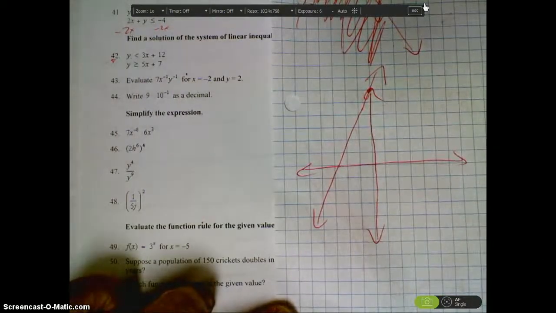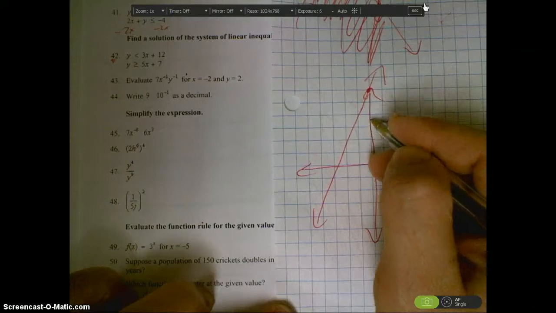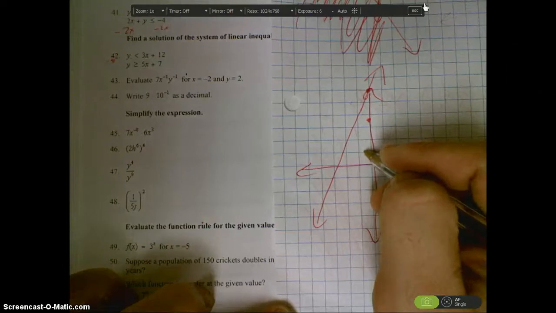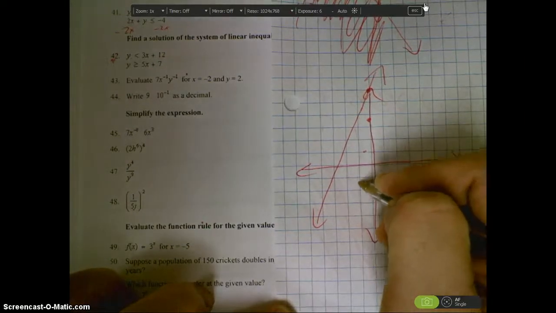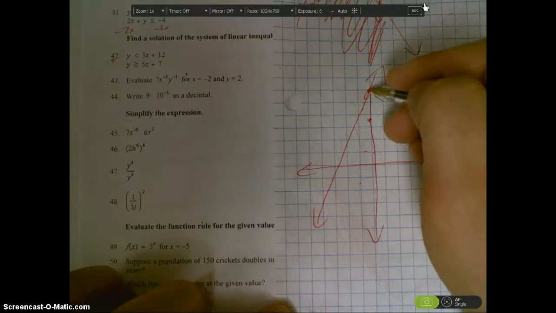Okay. And then 5x plus 7. 2, 4, 6, 7. And a slope of 5. So 1, 2, 3, 4, 5. Back 1. 1, 2, 3, 4, 5. Back 1. Ouch. Let's go up. 1, 2, 3, 4, 5.